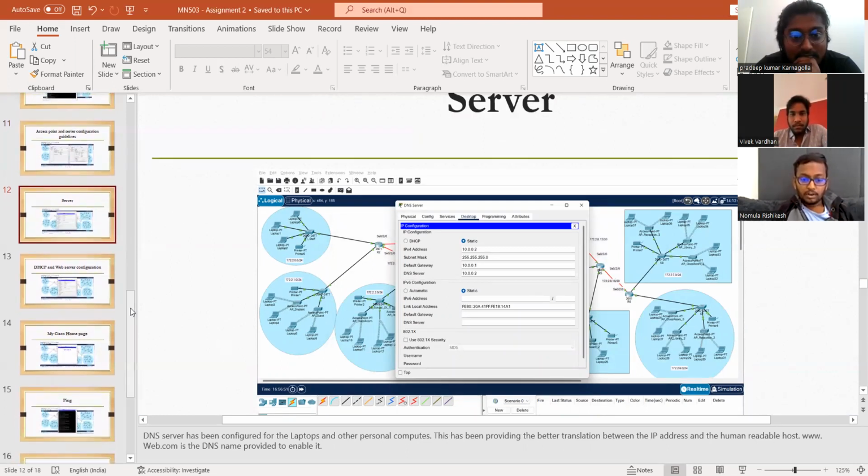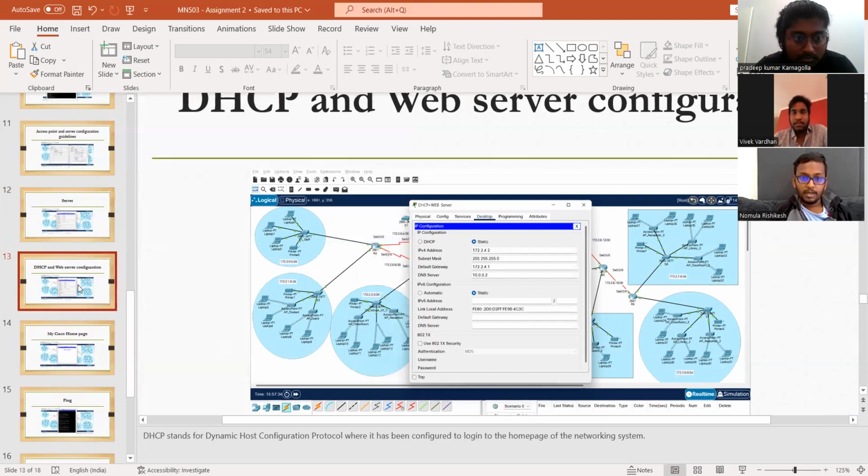The DNS server has been configured for the laptops and other personal computers. This provides better translation between the IP address and human-readable hosts like www.web.com, and a DNS name has been provided to enable it. Next will be explained by Vivek.